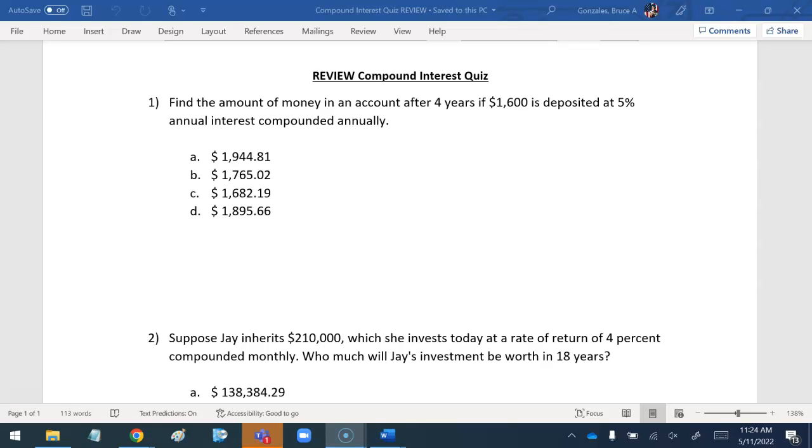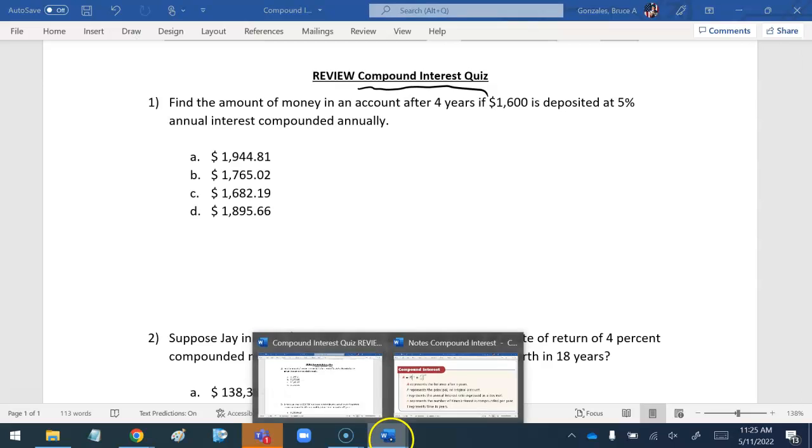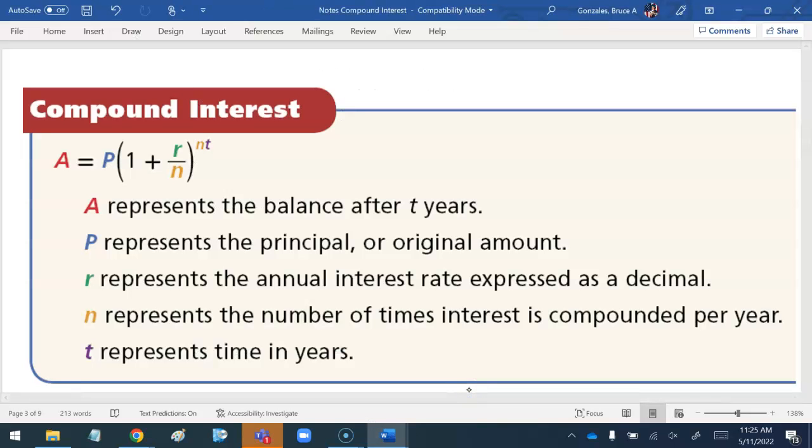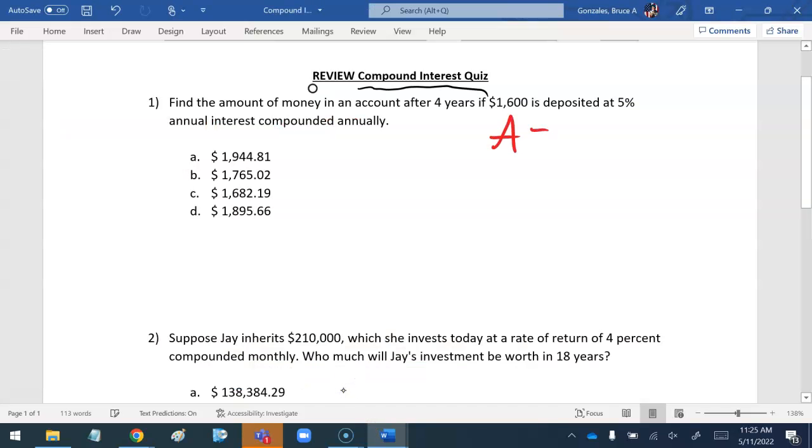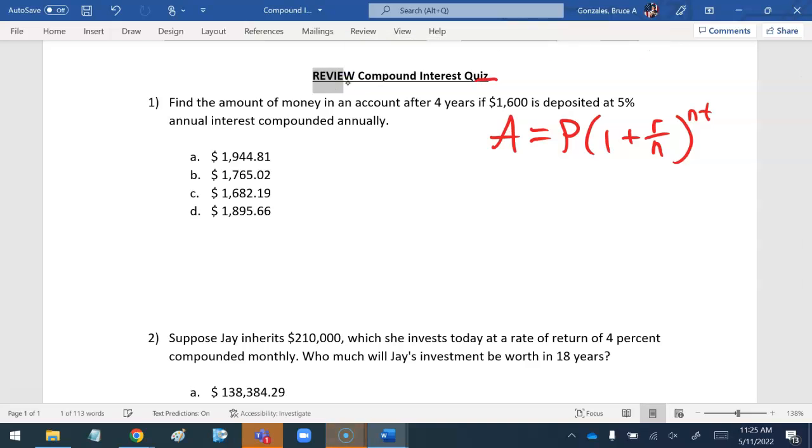Okay, this is the review for the compound interest quiz. So we want to use the formula from our notes, which is A equals P, 1 plus R over N, to the power of NT. P is the principal, how much money you start with, R is the rate, and N is your times compounded in a year, and T is the amount of years.